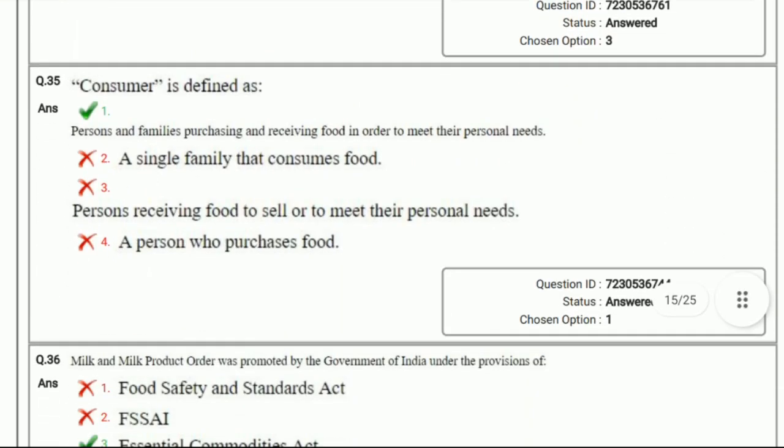Next question, consumer is defined as. So it is being defined as a person or a family purchasing and receiving food in order to meet their personal needs. If they are buying any food article for their personal needs, for their personal consumption, is being considered as a consumer.